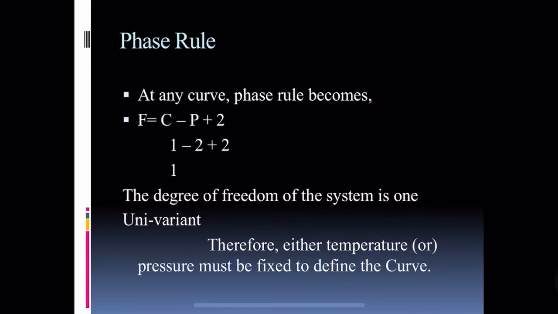So two phases are present in each curve, and plus 2, that gives 1. So the degree of freedom of the system is 1. That means it is univariant. Therefore, either temperature or pressure must be fixed to define the curve, or to fix the system. So the phase rule for all curves gives 1.